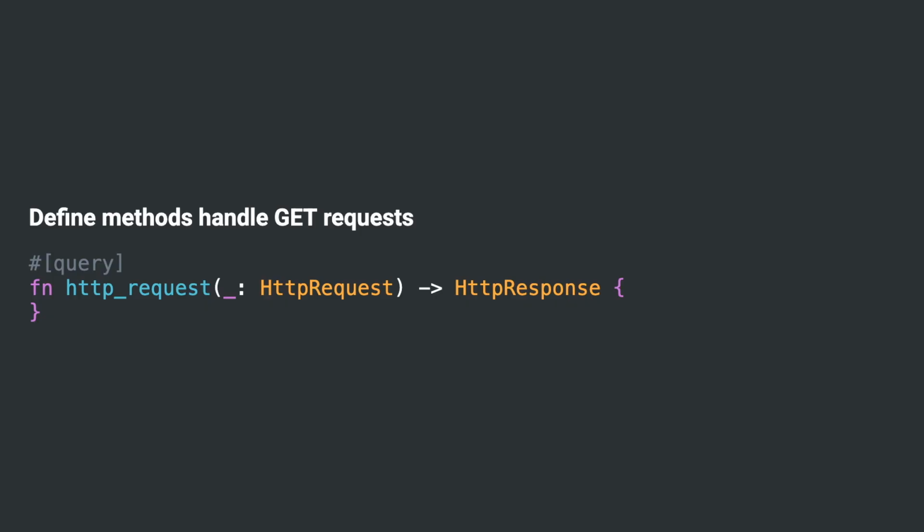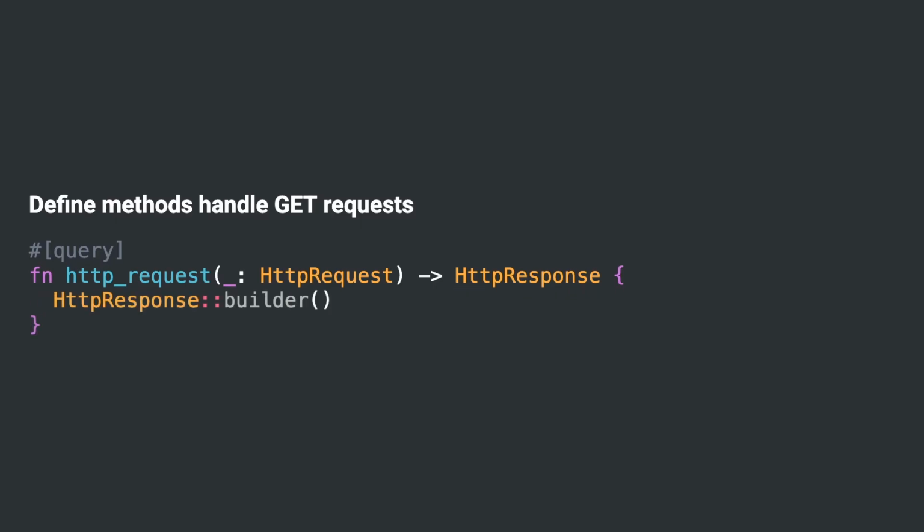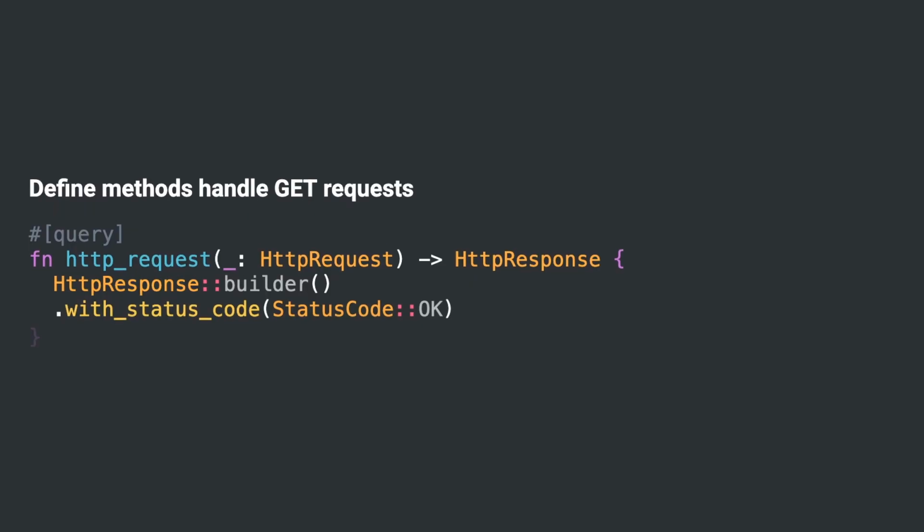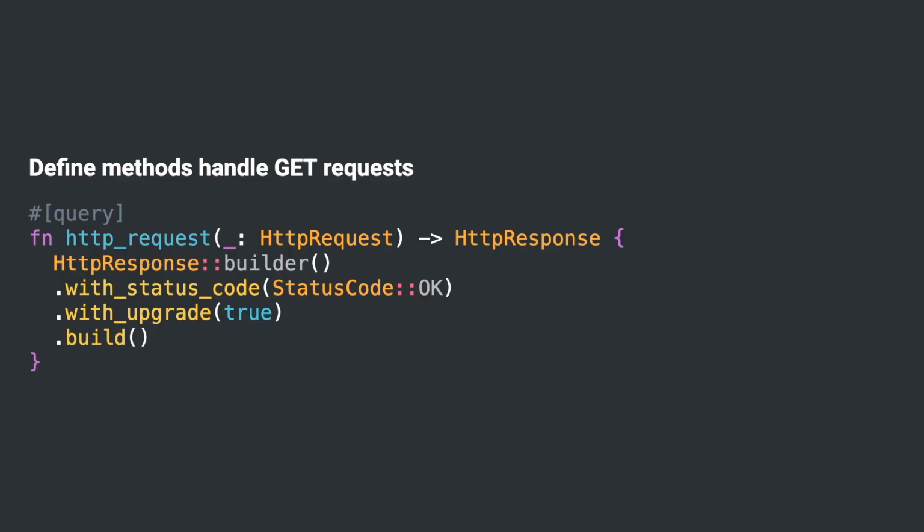Now let's build our response. We start with HTTP response to create a new response builder. Next, we set the status code to OK, indicating a successful response. Then we add with upgrade with argument true. This will convert the query call to an update call, and it is crucial for MCP servers as it is required for HTTP POST. This upgrade capability is what enables the persistent connections needed for MCP protocol communication.